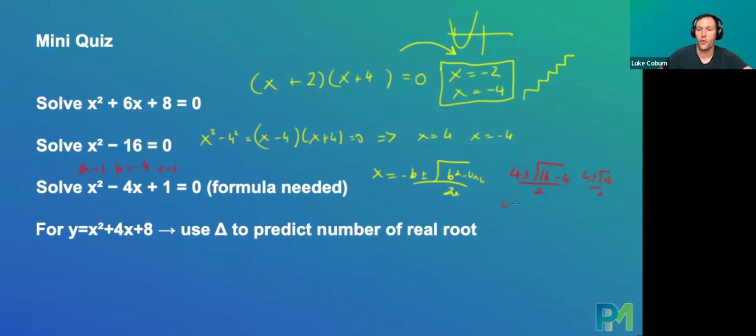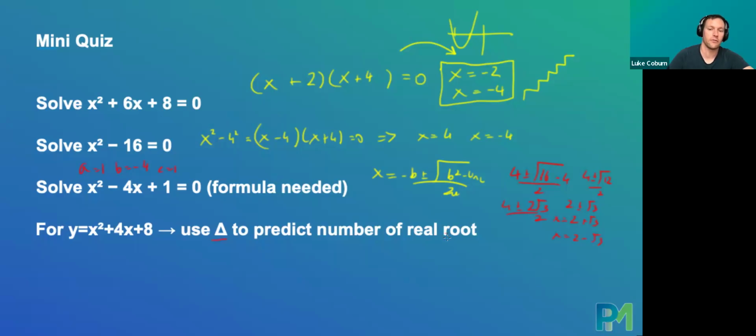So that'll be 4 plus or minus 2 times the square root of 3 all over 2. So that'll be 2 plus or minus the square root of 3. So 2 plus the square root of 3, that's one value, and the other value is x is equal to 2 minus the square root of 3. Okay, perfect. And then the last one, they just want us to find the discriminant to predict the number of real roots.